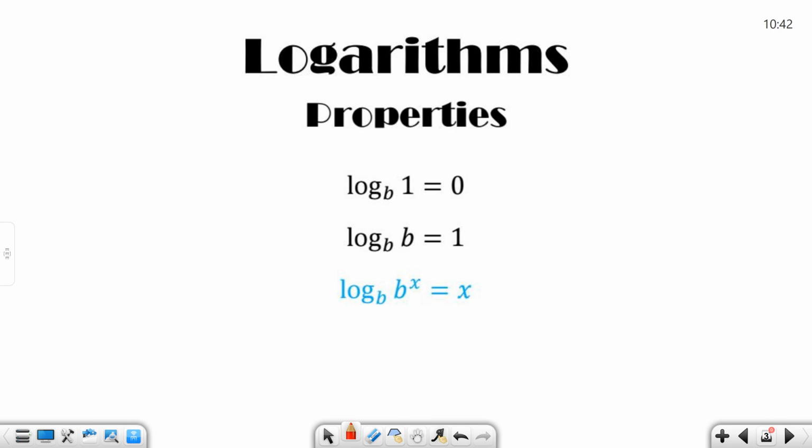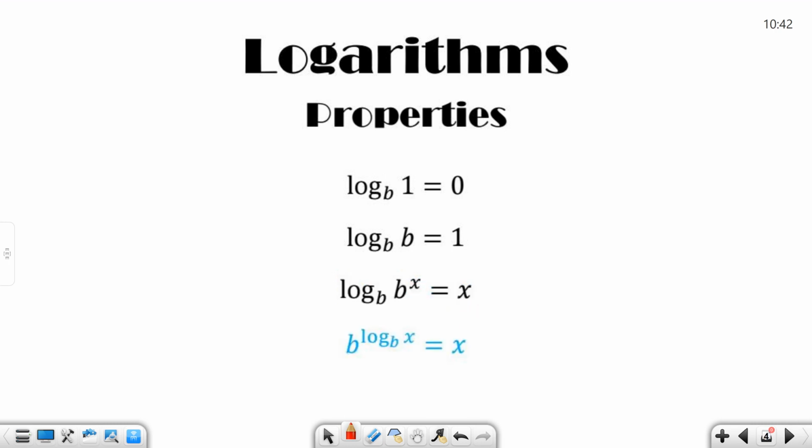Log base b of b to the x equals x. So again, let's rewrite it. b to the x equals what's left? b to the x. Well, b to the x equals b to the x. Okay, I buy that. Let that sink in for a second.